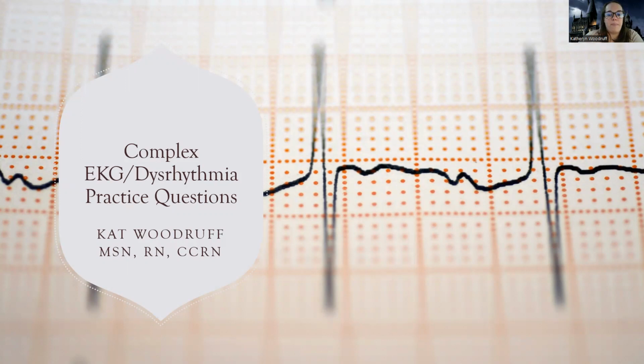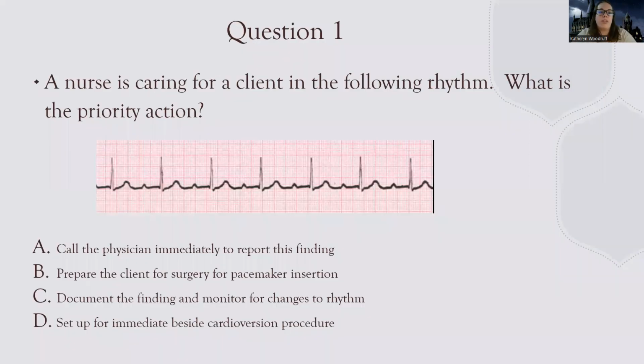So let's jump in. All right, question number one, and yes, there will be EKG strips, but I'm not going to spend all my time on interpretation. Just know that I'm going to talk about how I look at the rhythm real quick. But if you want more help with that, I have other videos. It says a nurse is caring for a client in the following rhythm. What is the priority action?